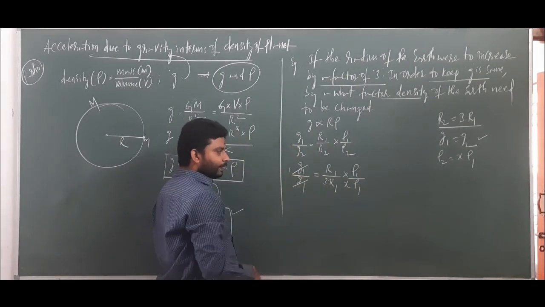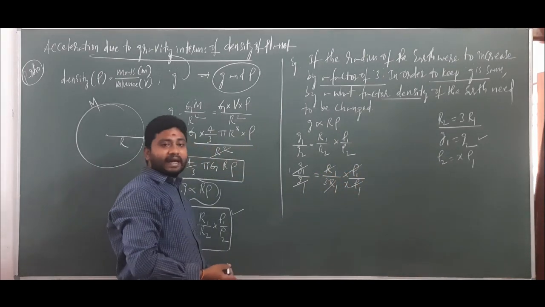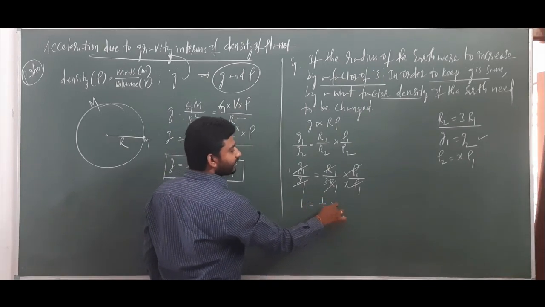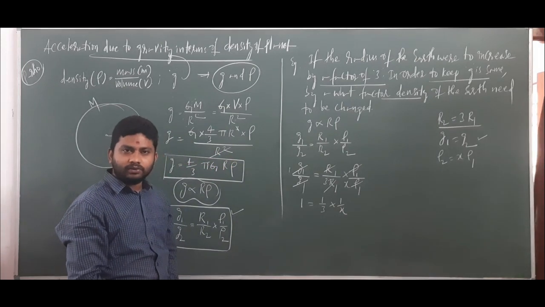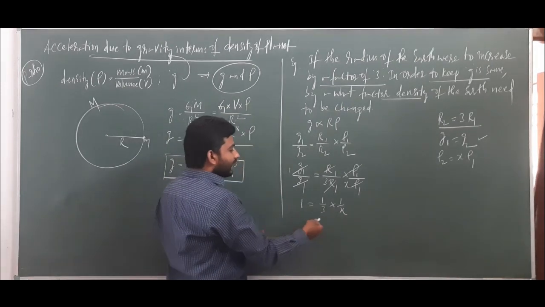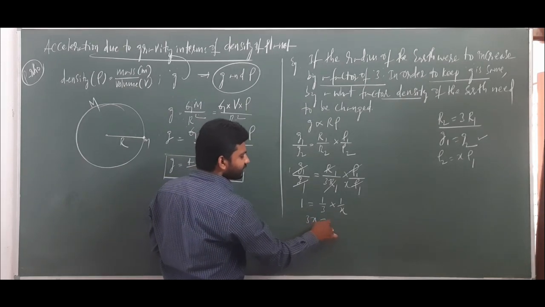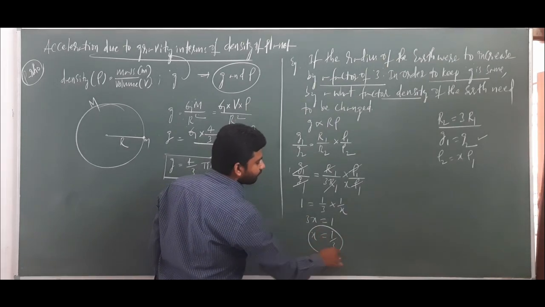R1 cancels, rho 1 cancels here. What remains? 1 is equal to 1 by 3 into 1 by x. Okay, so now this can be written as cross multiplication, 3x into 1. It is 3x which is equal to 1. So what is your x value? X value is 1 by 3.